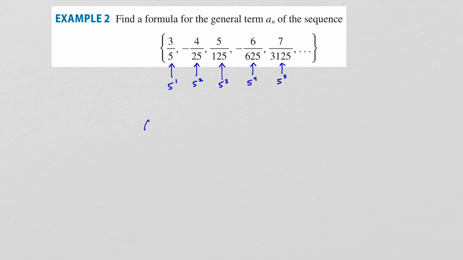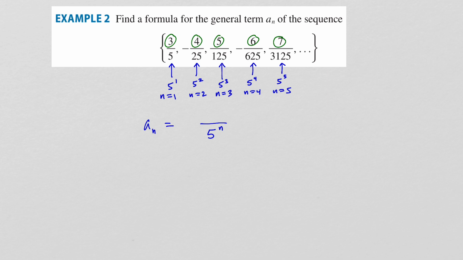And so it does appear that, at least for the denominator, the nth term is going to be 5 to the n power in the denominator. And again, this is because this corresponds to n equals 1, this one to n equals 2, n equals 3, n equals 4, n equals 5. And you can see that the power of 5 corresponds precisely with the value of n. Now the numerator is actually even simpler. It's just 3, 4, 5, 6, 7. Never mind the negative temporarily here.